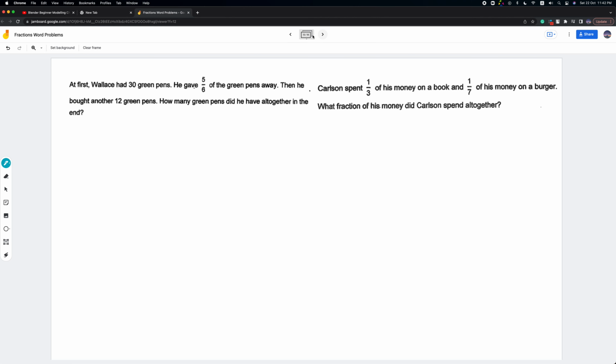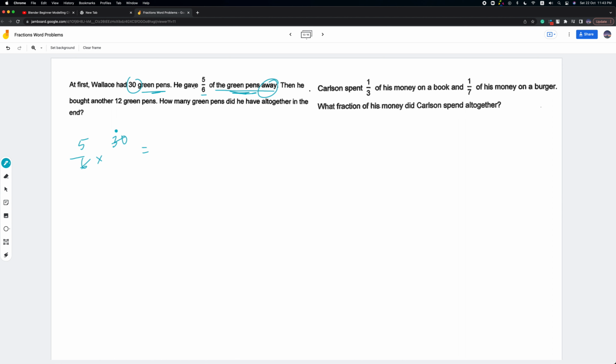Next, maybe we'll do 2 more, and then we'll be done with this video. At first, Wallace had 30 green pens. He gave 5/6 of the green pens away. Then he bought another 12 green pens. How many green pens did he have altogether in the end? Again, practicing English to maths. 5/6. Of means multiply. Green pens. This is what we are focusing on, and we have 30. And this is gave away. So when we do this calculation, we will get what he gave away.